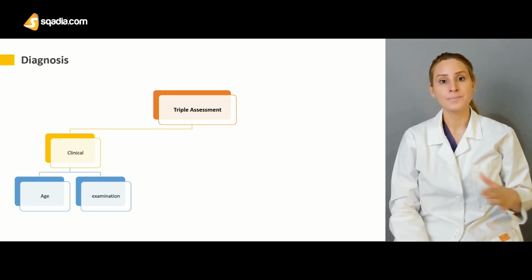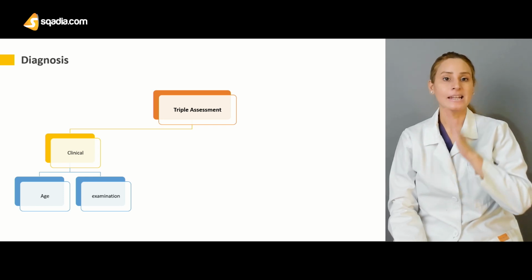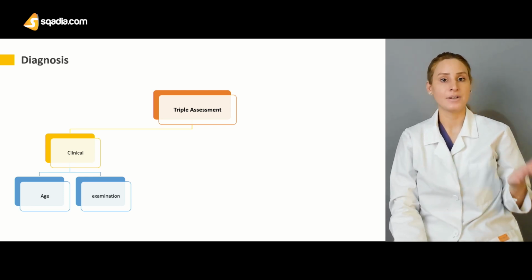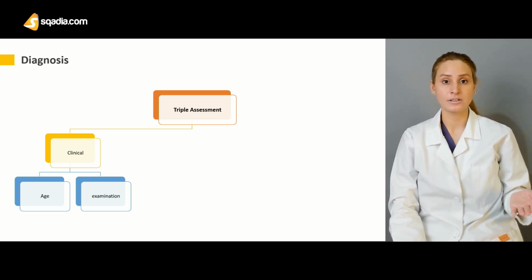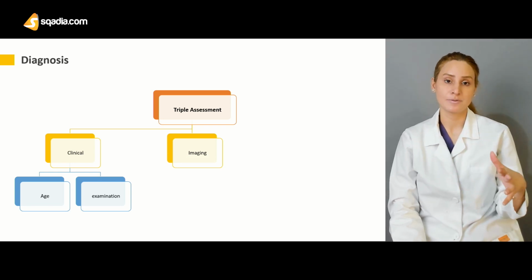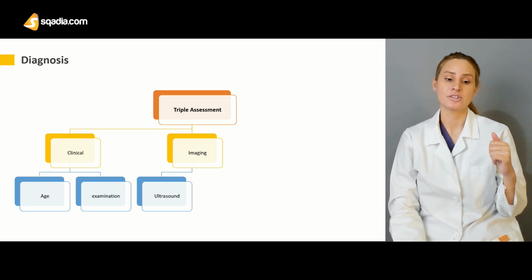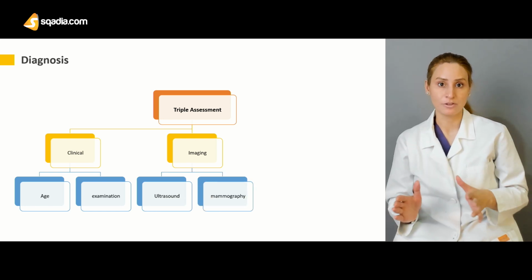And then you have to palpate circumferentially, and you have to palpate in a radial directions as well, and you have to look for any axillary lymph nodal metastasis as well. Then there is a part of triple assessment which is called as imaging, which is the radiographic imaging, and you have 2 important modalities, which is the ultrasonography and the mammography.